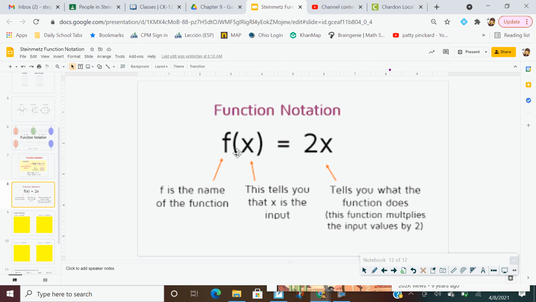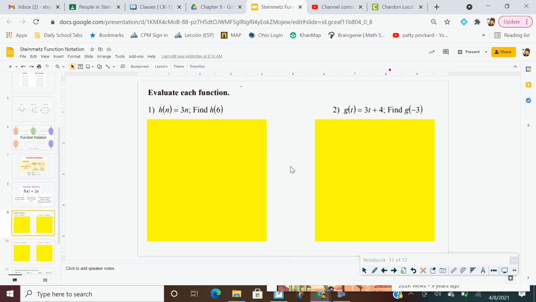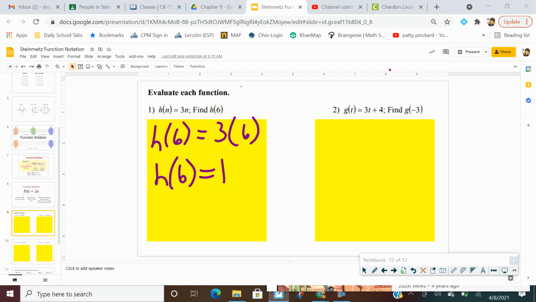Another example: f is the name of the function. The x tells you what the input is, and then the rest tells you what the function does. In this case, this function multiplies 2 times whatever x is. All right, for example, if we had this particular function, we have h of n where it equals 3n. So if we were to find h of 6, we would just rewrite it as h of 6 equals 3 times 6. Since 3 times 6 is 18, h of 6 equals 18.